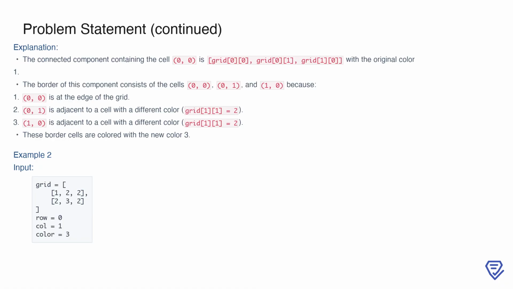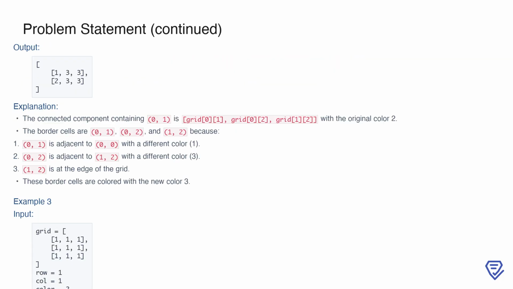Breaking down the first example further, the connected component containing the starting cell, 0, 0, consists of the cells grid[0][0], grid[0][1], and grid[1][0], which all have the original color 1. The border of this component includes 3 cells: 0, 0, 0, 1, and 1, 0. Specifically, 0, 0 is on the edge of the grid, while 0, 1 and 1, 0 are adjacent to a cell with a different color, namely grid[1][1] equals 2. These border cells are then recolored to 3, resulting in the output grid.